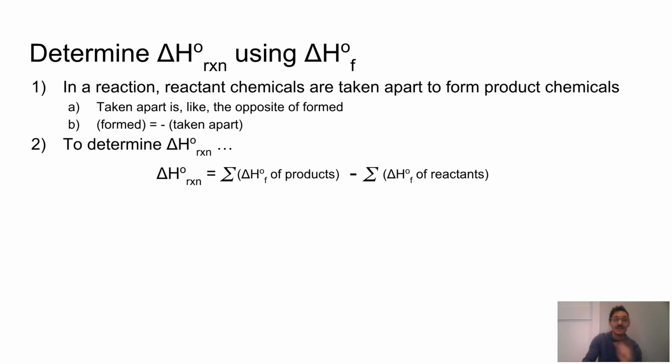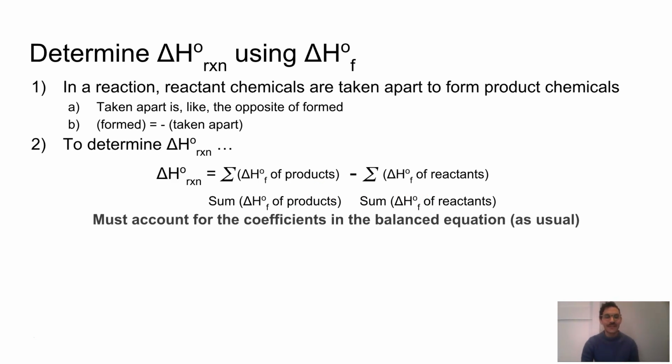Holy cow, that looks spicy. The delta H reaction is equal to the sigma, a little sigma notation. Hopefully you're familiar with this guy. We'll talk about it though. For the delta H of formation of products minus, that's what I was talking about, this negative sign, minus sigma delta H formation of reactants. So basically what this sigma notation means is the sum of all these things that we're talking about. And so we're going to take the sum of all the delta H's of formation for our products, and subtract from that the sum of all the delta H's of formation for our reactants.